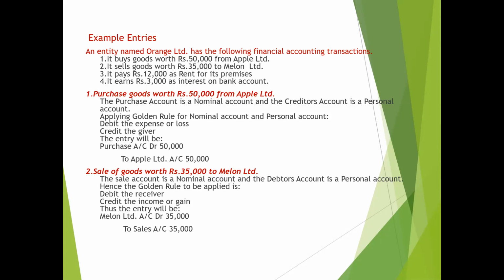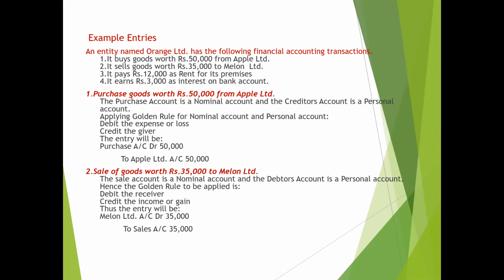Automatically, the entry will be Melon Limited account debtor to sales account. Melon Limited means debit the receiver. Who received the goods here? Melon Limited is the receiver. So automatically, Melon Limited account debtor to sales account. Then credit the income or gain. When the sale is made, we are receiving the income, so credit the income. We have applied the golden rules, the nominal rule, to sales account. So the sale of goods worth rupees 35,000 to Melon Limited: the entry is Melon Limited account debtor to sales account 35,000.